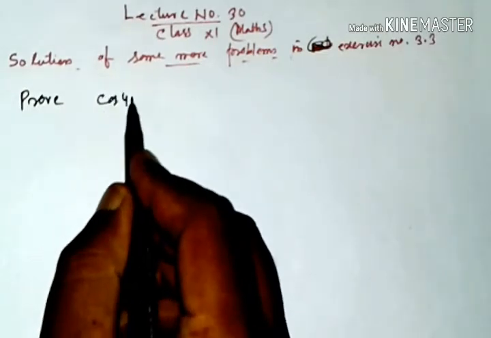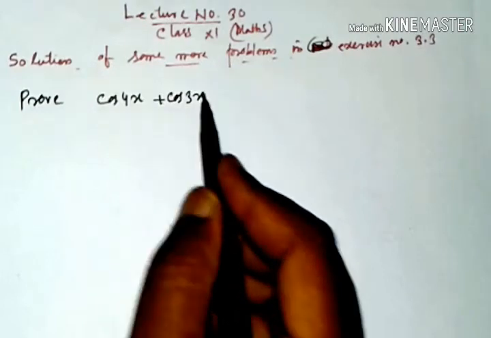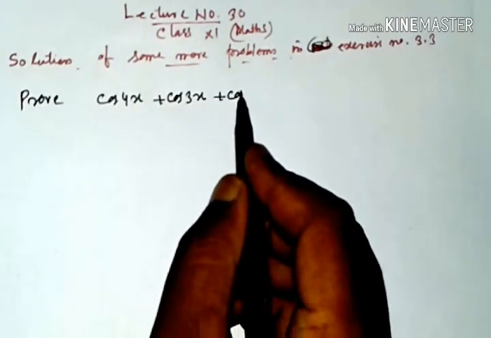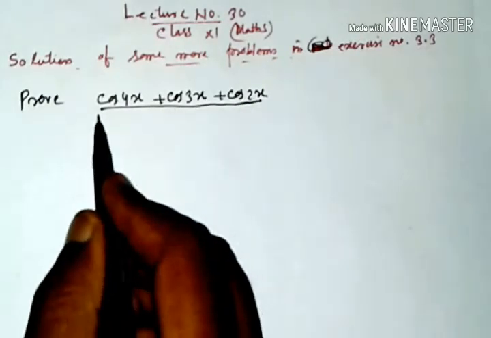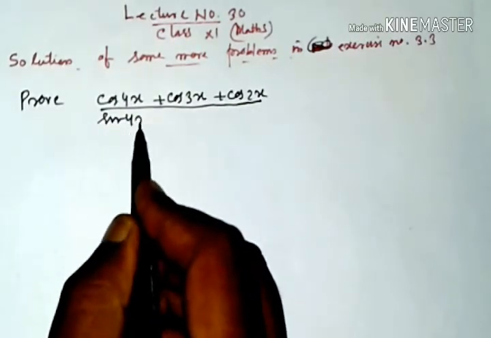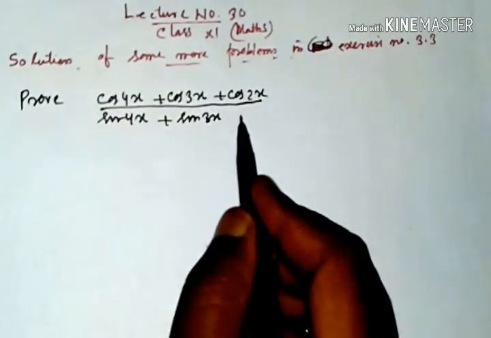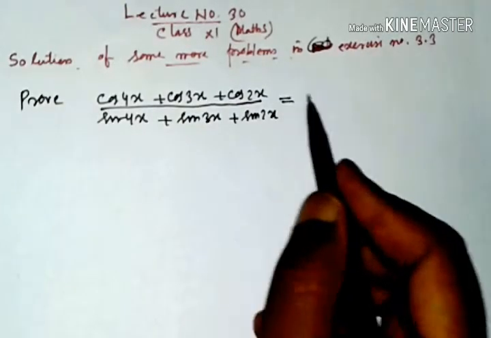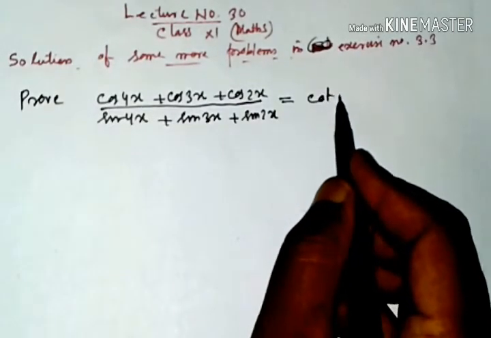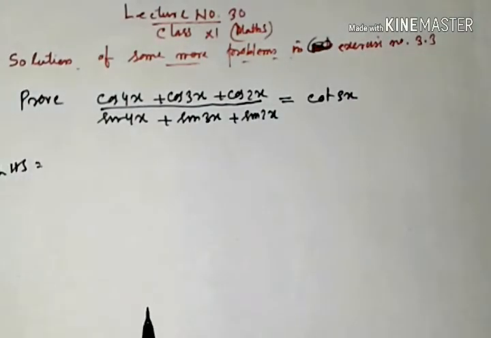Prove that (cos 4x + cos 3x + cos 2x) divided by (sin 4x + sin 3x + sin 2x) is equal to cot 3x. We have to start from the LHS.